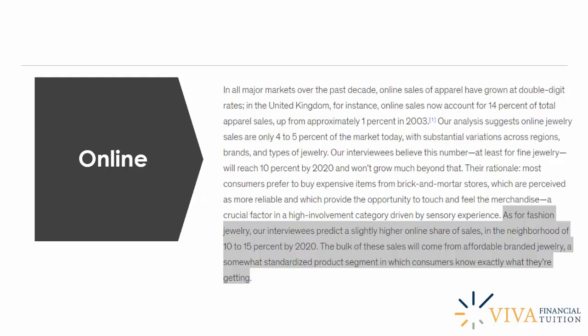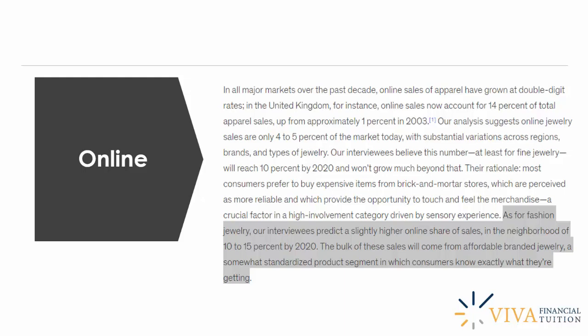Our analysis suggests online jewellery sales are only 4 to 5% of the market today, with substantial variations across regions, brands and types of jewellery. Our interviewees believe this number, at least for fine jewellery, will reach 10% by 2020 and won't grow much beyond that. So bear that in mind. For the fine jewellery segment, we're not looking at a huge jump in the case of the online market. However, look here at the bottom. As for fashion jewellery, which is where our company AKL Sparkle is operating, our interviewees predict a slightly higher online share of sales in the neighbourhood of 10 to 15% by 2020.